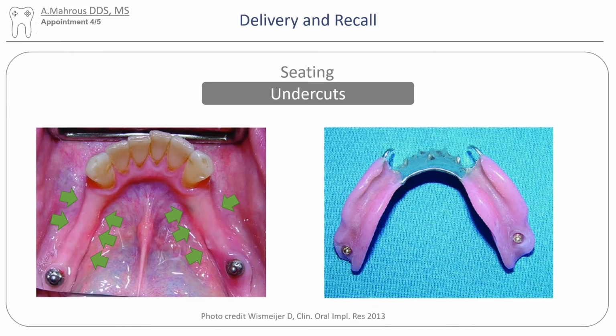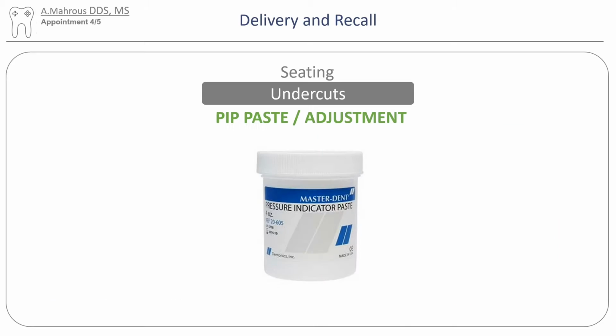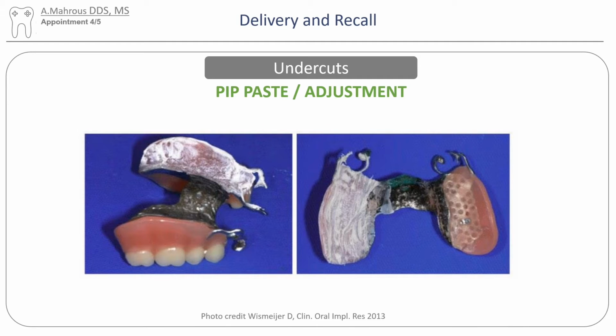The inability to seat the partial is one of the initial problems you might notice when trying to deliver the partial. One of the potential causes is the existence of soft tissue undercuts on the edentulous segment. In order to solve this issue, pressure indicating paste or PIP can be painted over the edentulous segments. When attempting to seat the partial denture, areas of binding will be evident through a show-through. These areas are adjusted and the partial denture is seated once more. This process is repeated until full seating is achieved.